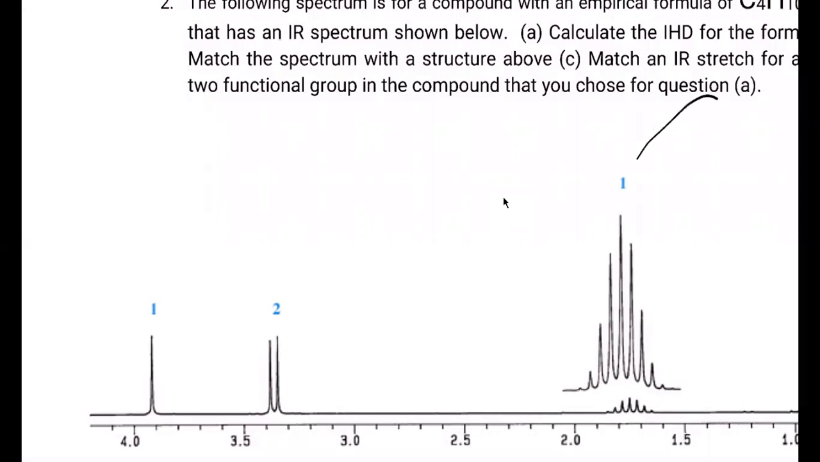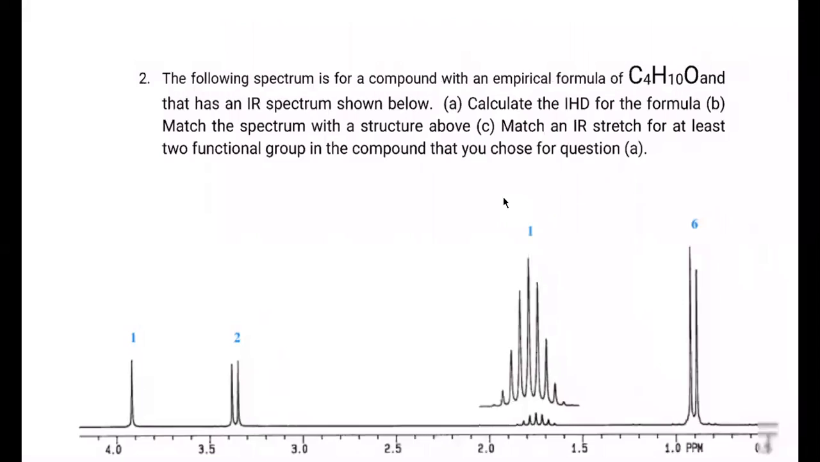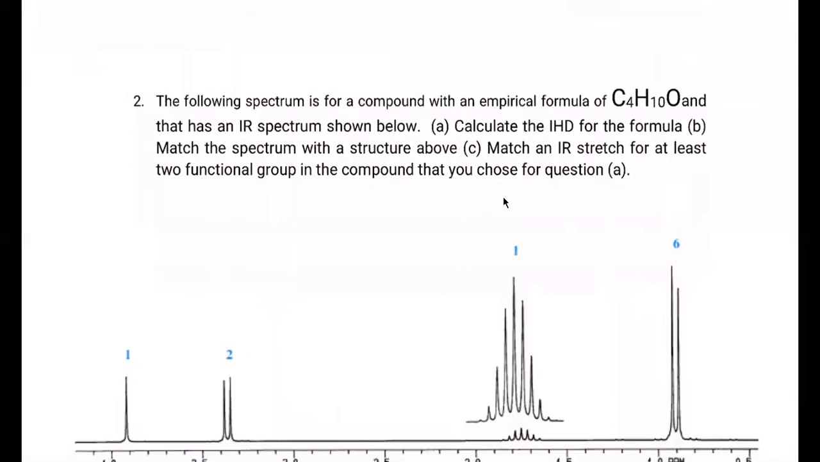All right. So you can see in this example right here, it gives us the molecular formula, which is C4H10O right here. And then if we calculate the IHD real quick, that'd be 2 times 4 plus 2, which is 10.